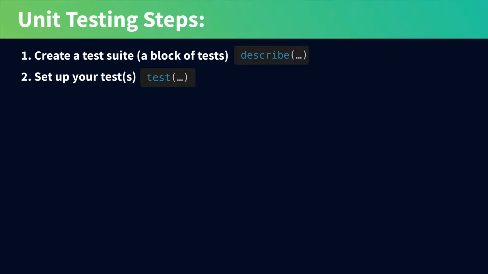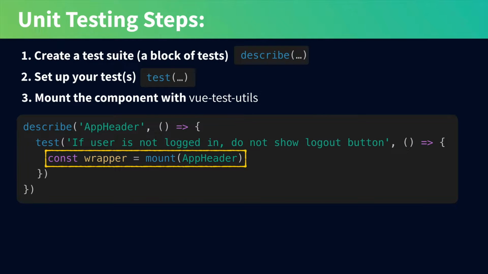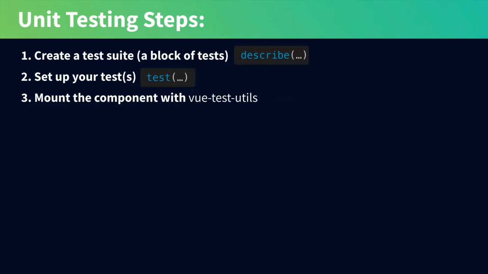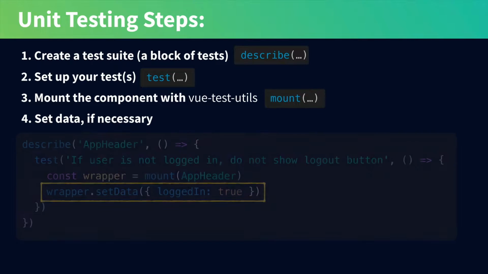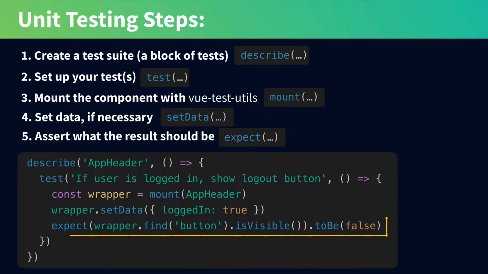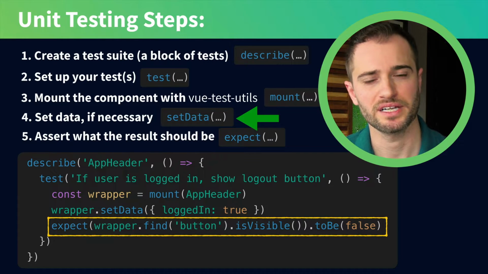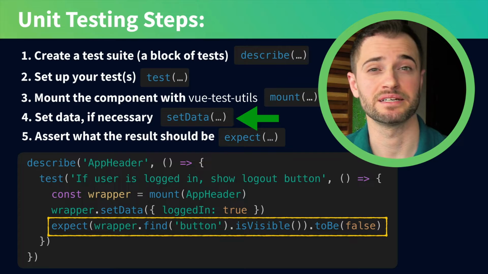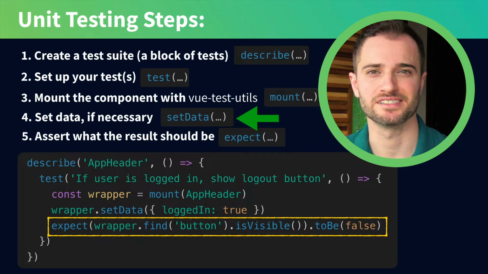The third step we took was to mount the component using viewTestUtils, giving us the wrapper with those helpful functions to test the component. And fourth, we needed to set the data, updating that loggedIn value. Finally, we asserted what we expect the result to be. Obviously, step 4 might be different depending on the component and what inputs you're testing. You could be updating props, for example. And we'll be covering how to test different kinds of components in future lessons. See you there.